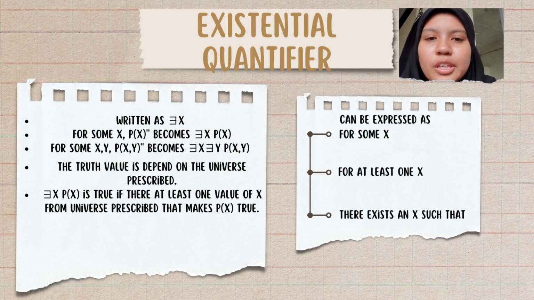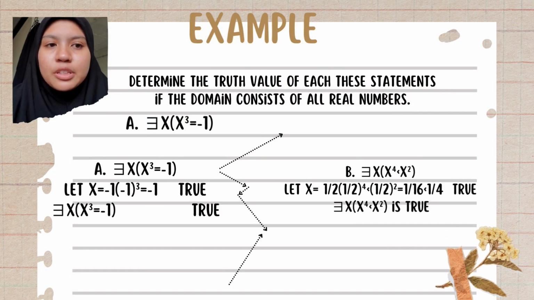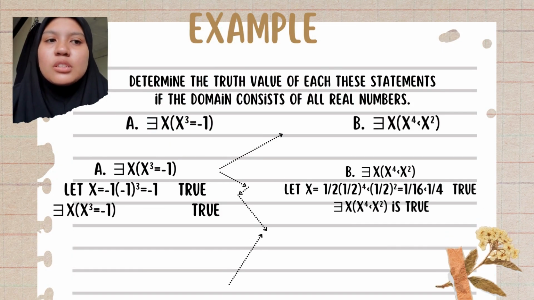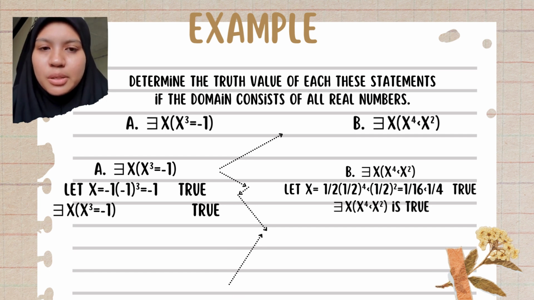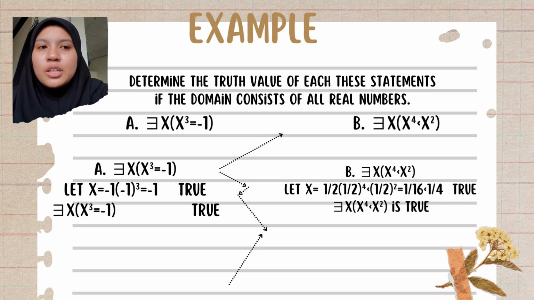Existential quantifier can be expressed as for some x, for at least one x, and there exists an x such that. Let's move to the example given. We must determine the truth value of each of these statements if the domain consists of all real numbers. For A, for some x, x cubed equals -1. And for B, for some x, x to the power of 4 is less than x to the power of 2.